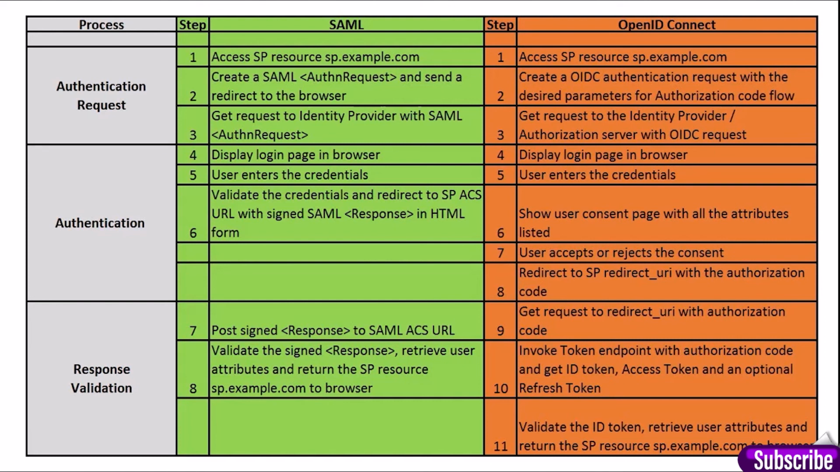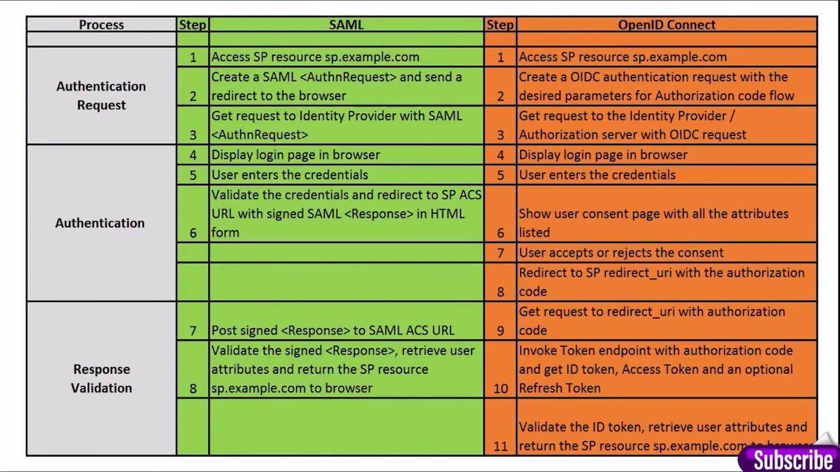Now, for SAML, it displays the login page in the browser. The user enters the credentials, and then it validates the credentials and redirects to the service provider access URL with a signed SAML response. In the case of OpenID Connect, it displays the login page in the browser. The user enters the credentials, then a user consent page with all the attributes listed is shown, and the user accepts or rejects the consent. So here consent is of primary importance. And after that, it redirects to the service provider redirect URI with an authorization code.